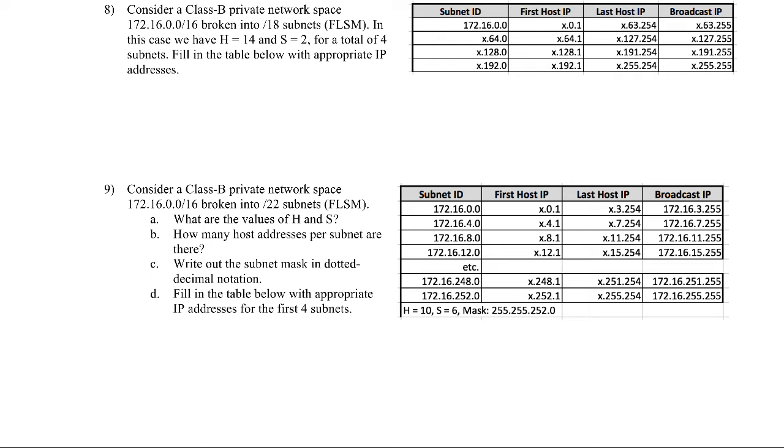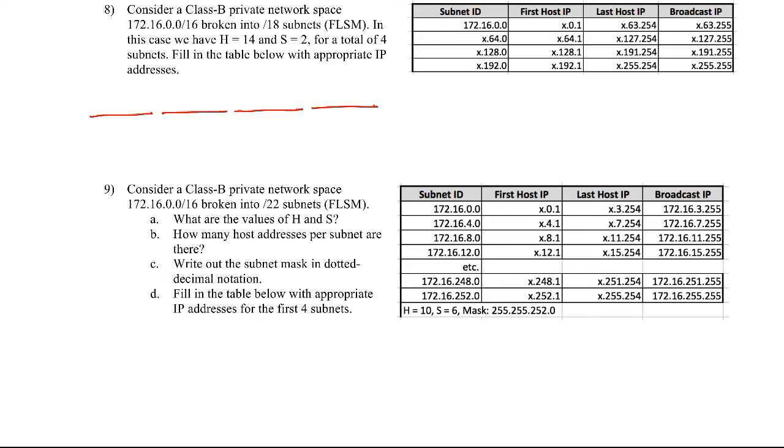That immediately gives me 2 bits for the subnets, 14 left for the hosts. 16 plus 2 is the 18. That's how I get 2 subnets. I can draw this picture here like I typically do to help me keep it all straight.